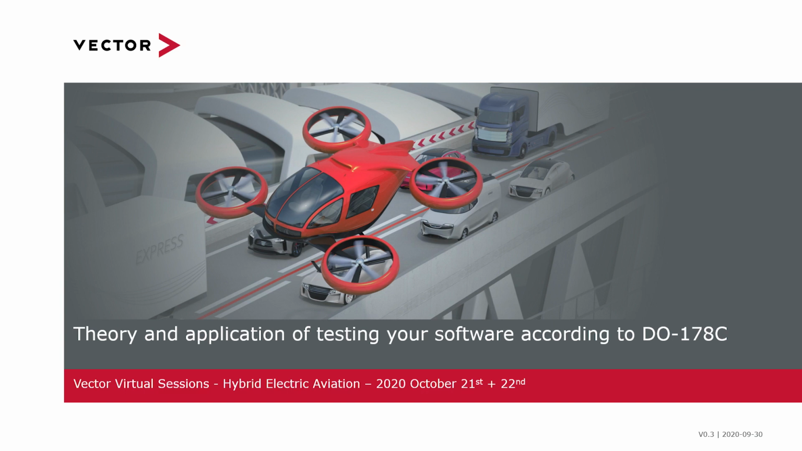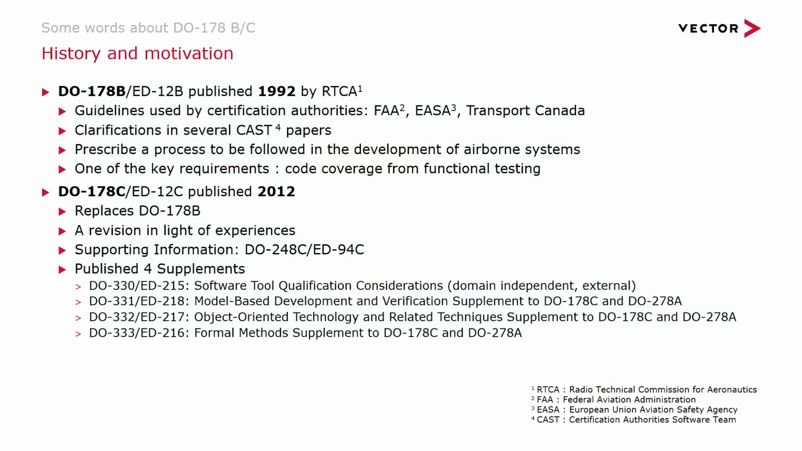First, some words about DO-178. Now, the first version of DO-178B was published back in the 1990s, 1992, and during its lifetime, several other papers, clarification papers, were released, clarifying critical aspects of the document. And then 20 years later, 2012, DO-178C was published, and it integrates multiple improvements as described in these previous clarification papers, for example.